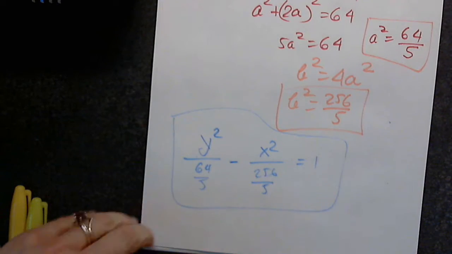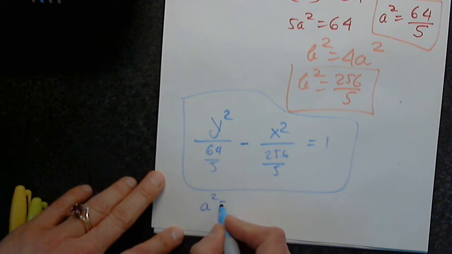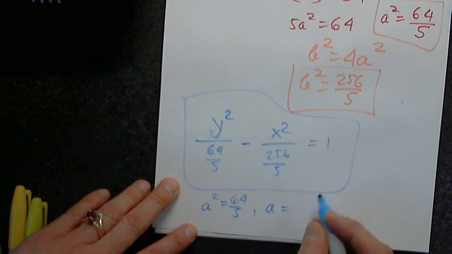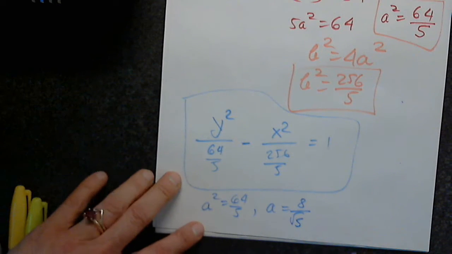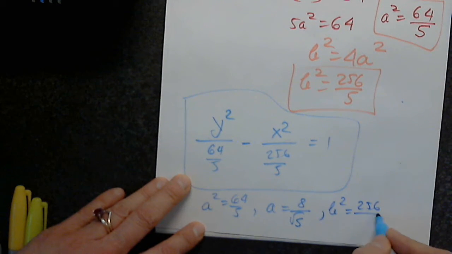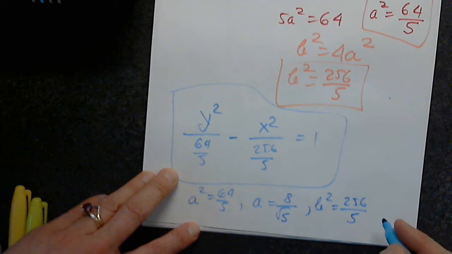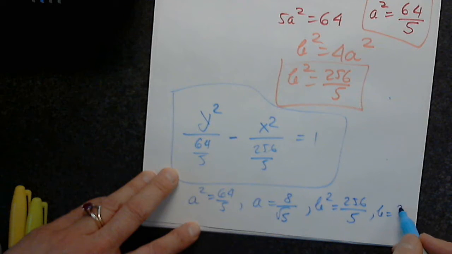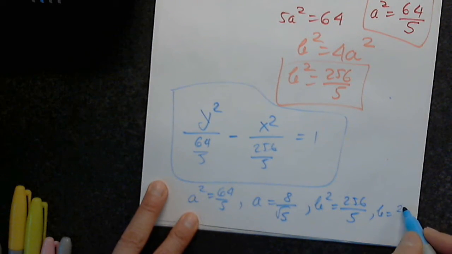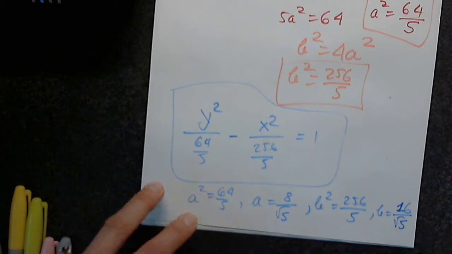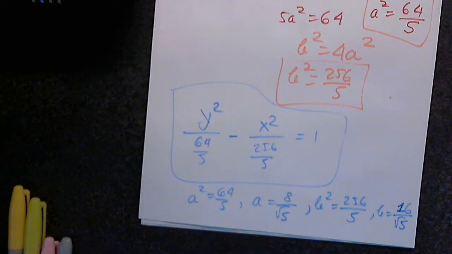Good. So this is a squared. So a squared equals 64 over 5, which means a equals 8 divided by the square root of 5. B squared equals 256 over 5, which means that b equals, is it 256? Yes. 16 over the square root of 5. Okay.